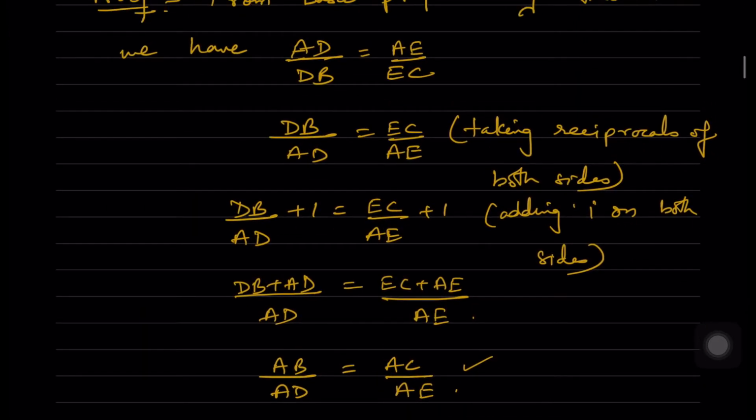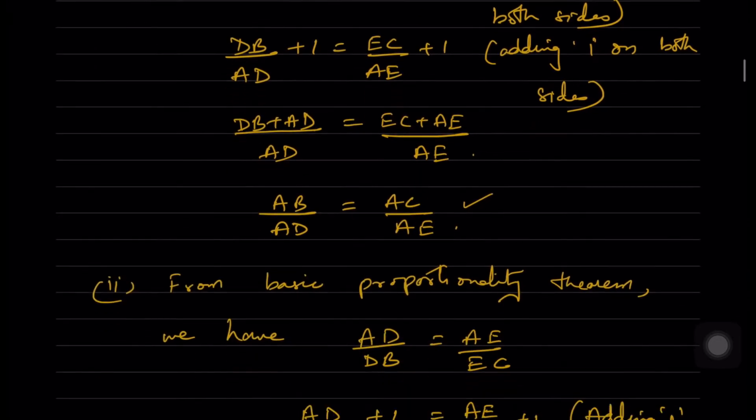So AD by DB is equal to AE by EC. Taking reciprocals of both sides, DB by AD is equal to EC by AE. Then adding 1 to both of them, you get DB plus AD by AD is equal to EC plus AE by AE. DB plus AD is nothing but AB, so AB by AD is equal to AC by AE. This is the first corollary.